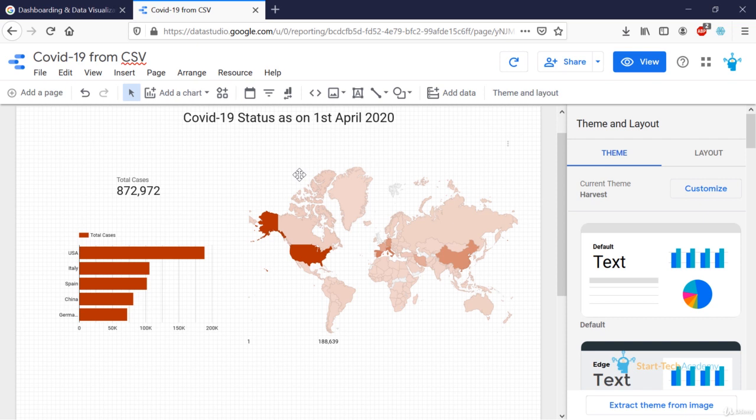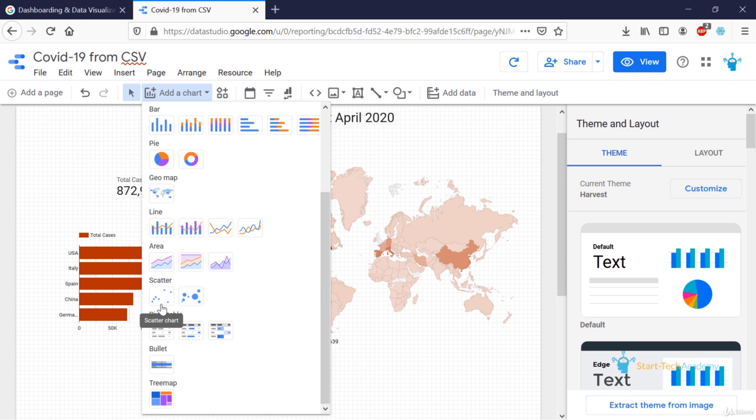Now, why are we concerned about metrics and dimensions? Because both of these have different types of visualizations. For example, in a bar chart, on one axis you have the dimensions, such as the country names. And on the other axis, we have metrics, such as the total number of cases. However, if you plot a scatter plot, this is a scatter plot. This kind of chart has metrics on both the axes.